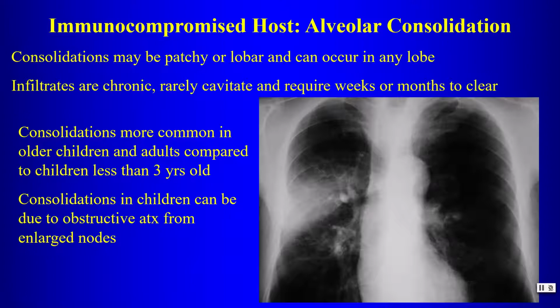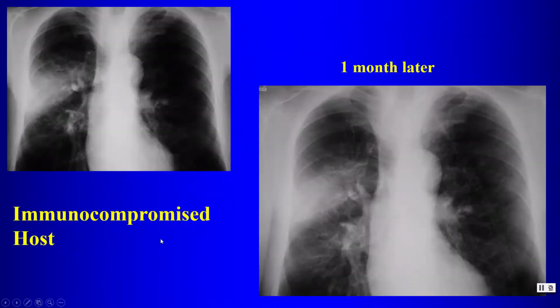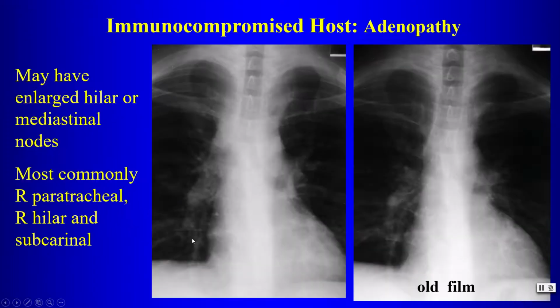Here the x-rays will be spaced months apart because it takes quite a while for these opacities to clear. Consolidations in children can be due to obstructive atelectasis from enlarged lymph nodes, and consolidations are more common in older children and adults compared to children less than 3 years of age. So here you can see an example, consolidation here in the right upper lobe from tuberculosis. 1 month later, the x-ray looks exactly the same, even if the patient is being adequately treated.